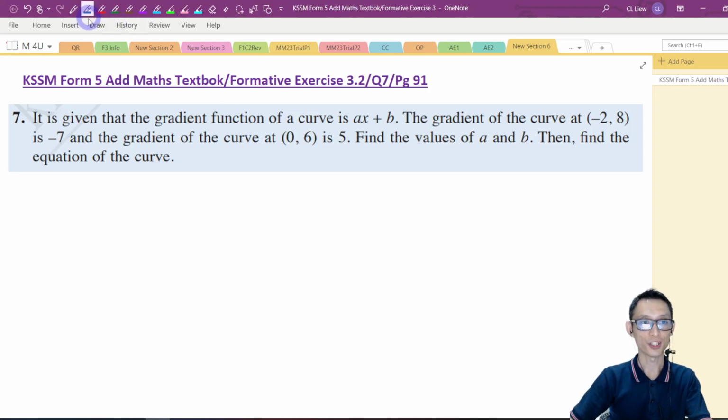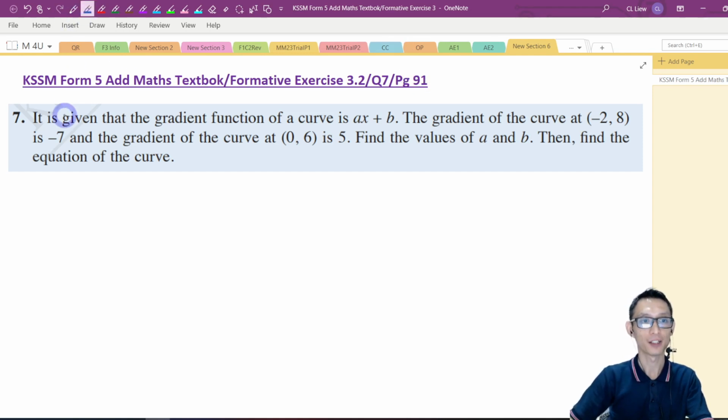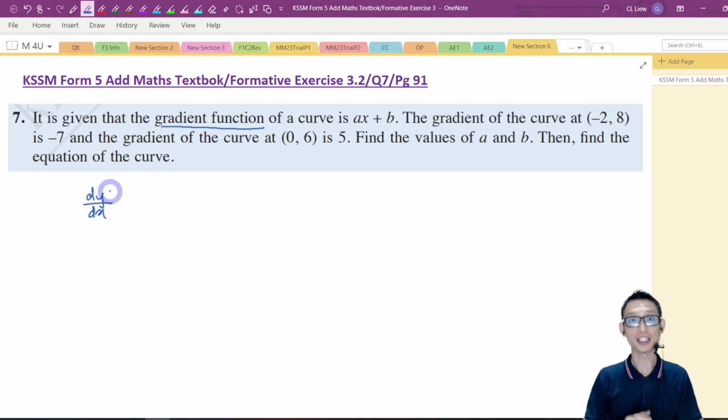Let's try this question. This question is taken from your Form 5 Add Math textbook, page 91 from chapter 3. Now, this is given that the gradient function. What is the gradient function? Gradient function means dy by dx. This one you learned in chapter 2. Why do we call it the gradient function? Because we can use this function to help us get the gradient of a tangent at a particular point.